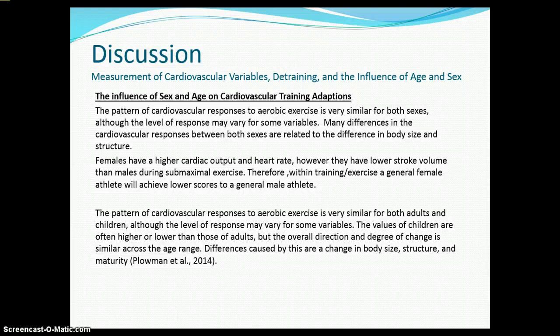The pattern of cardiovascular responses to aerobic exercise is very similar for both adults and children, although the level of response may vary for some variables. The values of children are often higher or lower than those of adults, but the overall direction and degree of change is similar across the age range. Differences caused by this are a change in body size, structure, and maturity.